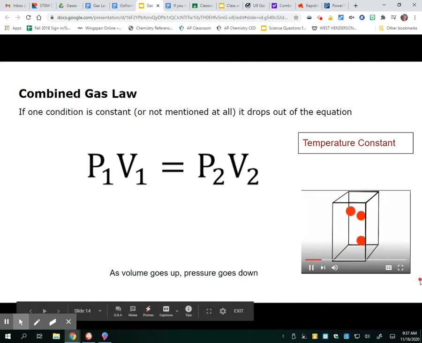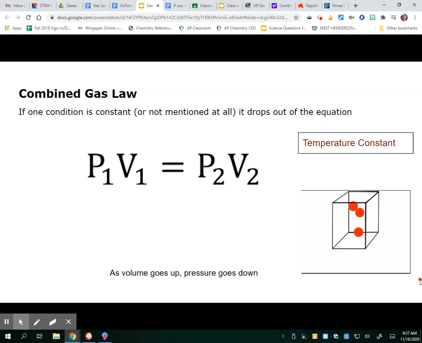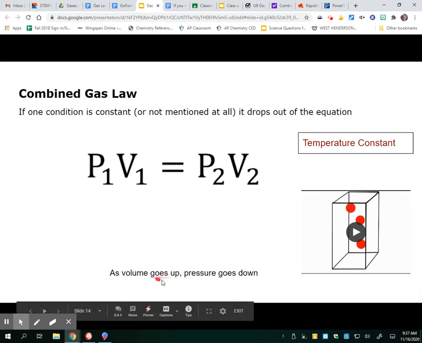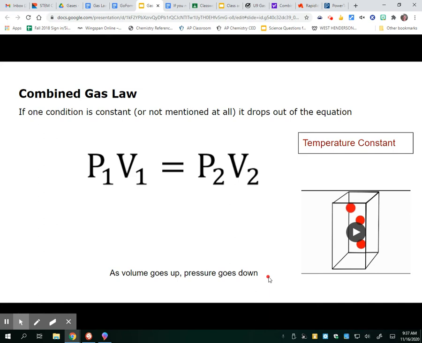And we had this little animation that we saw before. You can see as volume goes down, the pressure goes up. So those gas particles are hitting the walls more often. And as the container gets larger, the particles are hitting the walls of the container less often. So our pressure goes down. So these two have an inverse relationship. So as volume goes up, pressure goes down. And it's important to remember that when you're working with these problems because you can go through a common sense check. So if our pressure goes up, our volume should go down.